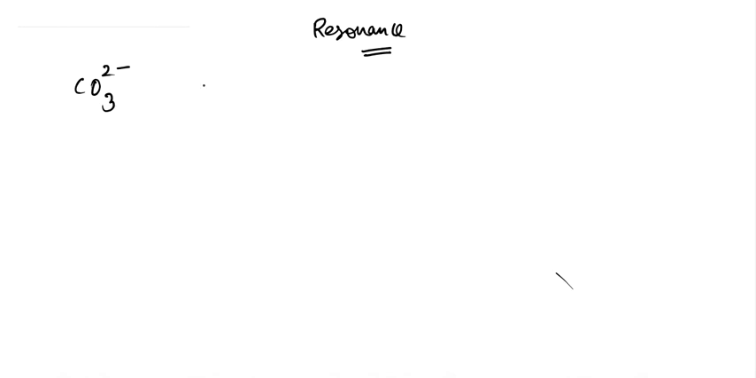So first, we calculate the total number of valence electrons. For carbon it is 4. For oxygen, the number of valence electrons is 6. We have 3 oxygen atoms, and then we add 2 electrons since we have a 2 negative charge on this. So in total, if you calculate, it will be 24, right?